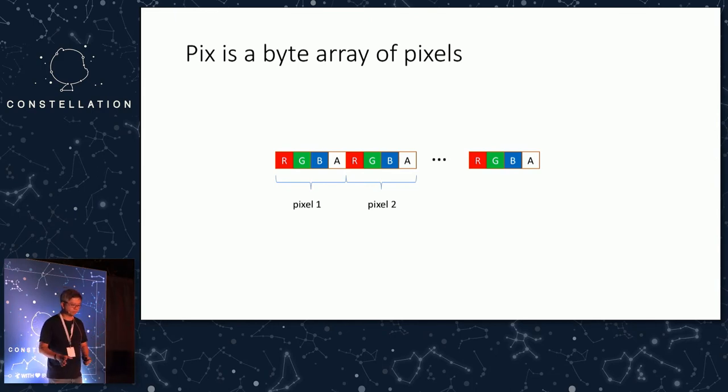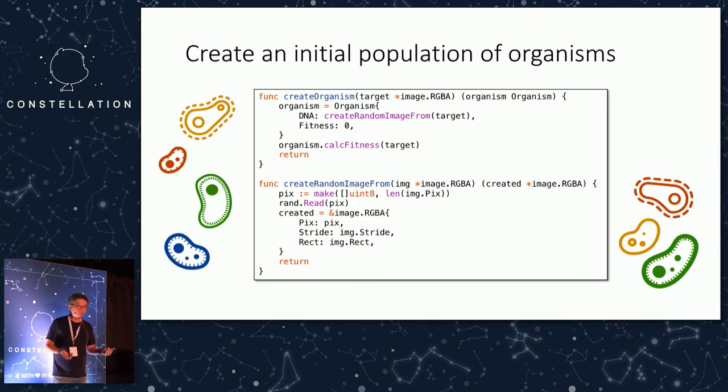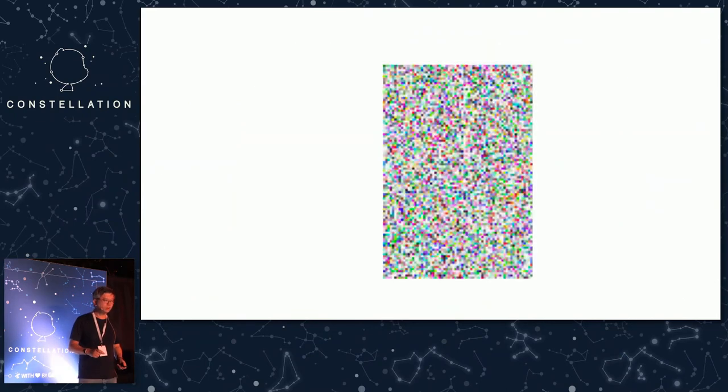So when we create an initial population of organisms, what we basically do is randomly generate pixels, by randomly selecting the byte values. And what do we get? Because it's randomly generated pixels, this is basically what you're going to get: a random image. In fact, you somewhat saw that just now when I was doing the demo.